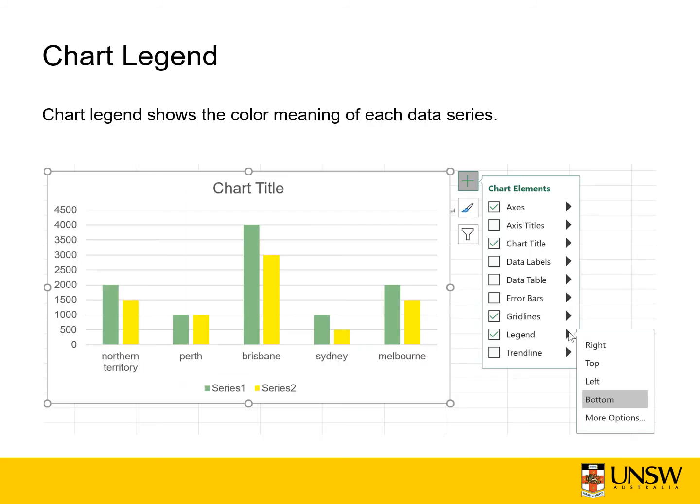Chart Legend can help you to understand the color code of the chart elements. If you don't need to see the legend, click the Chart Elements button and uncheck the legend box. Or if you want to move the chart legend to another position, use right, left, top, and bottom options.